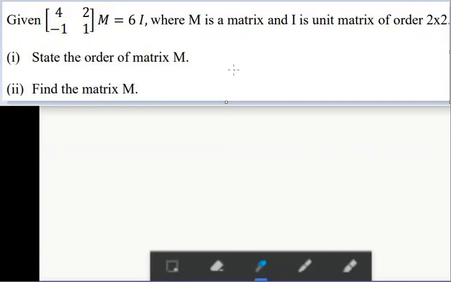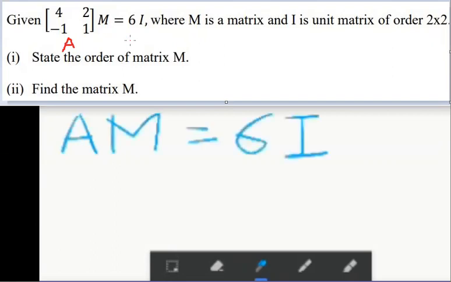So the very first thing that comes to my mind is, let me call this matrix A. Then what I have is A times M equals 6I. You can notice that the matrix A is of order 2 by 2, so it has dimensions 2 by 2. And I is the unit matrix of order 2 by 2, and 6 times I will just be the scalar multiple of I, so it will again be 2 by 2. For this multiplication to be defined, the number of rows of M should be equal to the number of columns of A, which is 2.